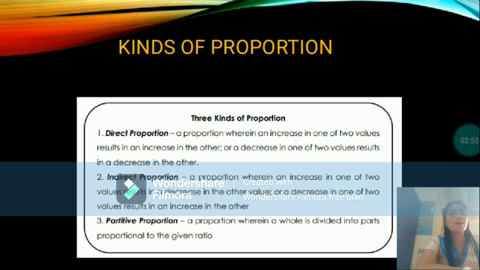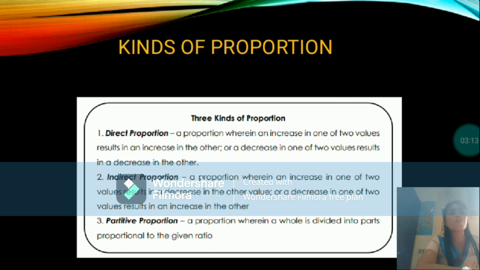Okay, let's continue. There are actually kinds of proportions. Last time, we only discussed two kinds of proportion, the direct proportion and the indirect proportion. This time, there is a third kind of proportion. So let us discuss them one by one. Let's recall direct proportion.